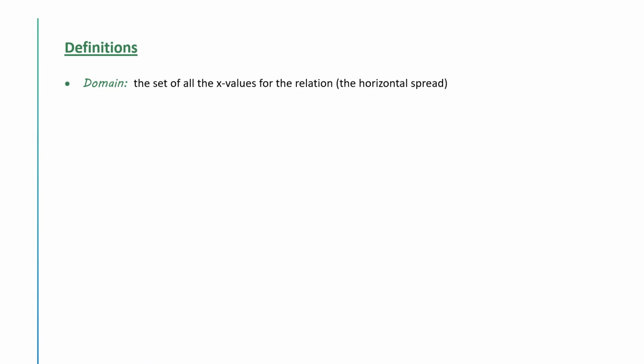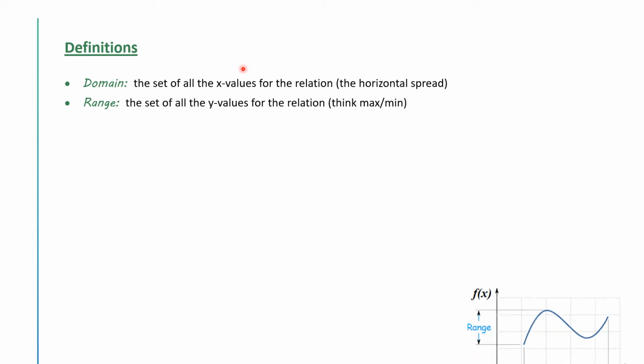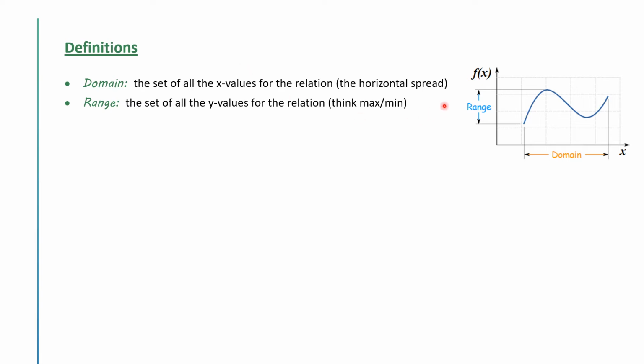Let's look at some definitions here. The first one from grade 11 is the domain. The domain is the set of all x values. It's the horizontal spread. The range is the y values. So think of the max or the min, like of the sinusoidal you just looked at. The highest value and the lowest value are the range. There's a little picture to show you. So the range goes from the top to the bottom. The domain goes from left to right. Domain are your x values and range are your y values, or your f of x values.